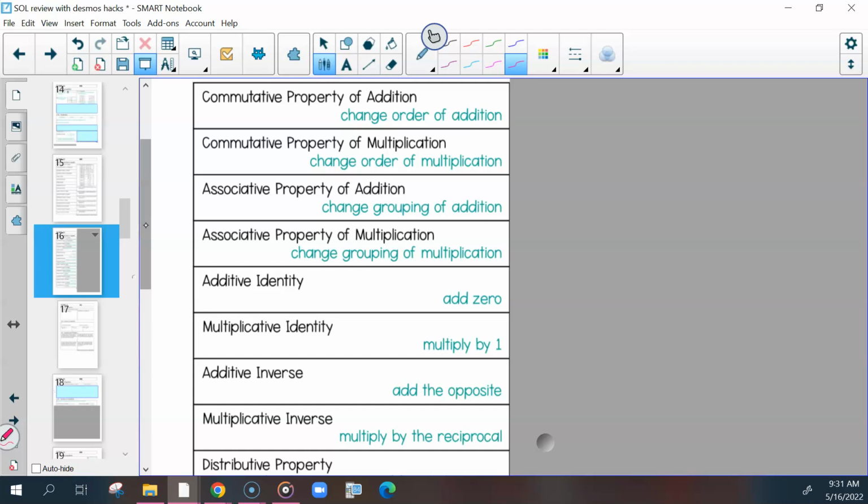Additive identity is where you add 0. Multiplicative identity is where you multiply by 1. Additive inverse is where you add the opposites. So 3 minus 3 or negative 3 plus 3. Multiplicative inverse is where you multiply by the reciprocal. Does anyone need these 4?